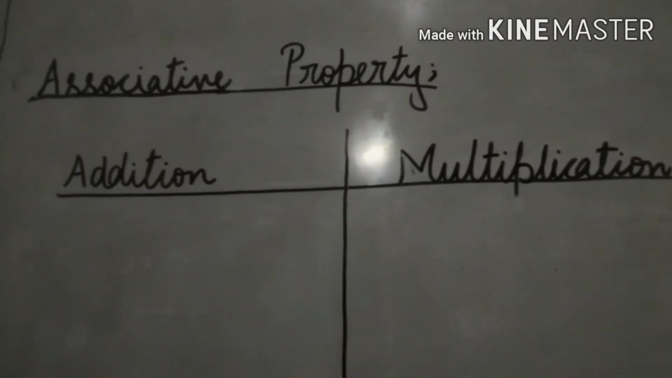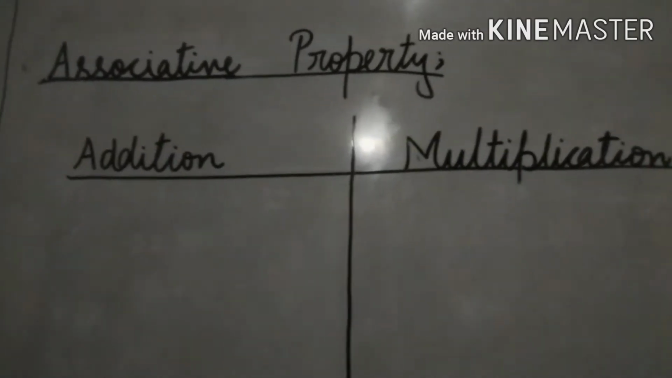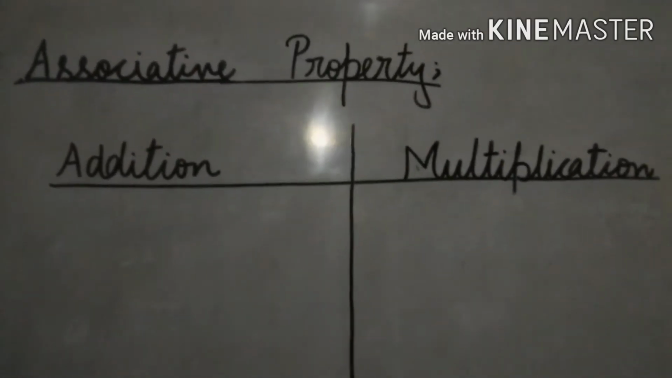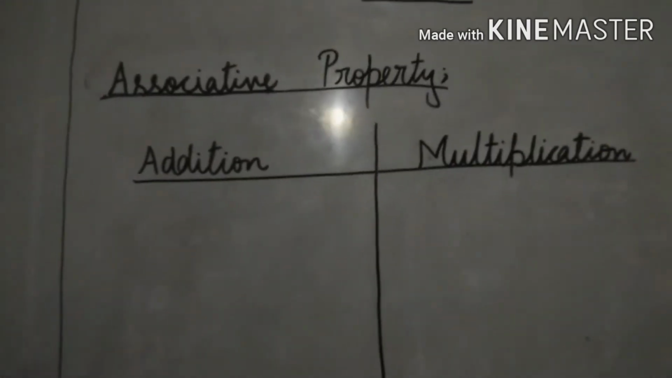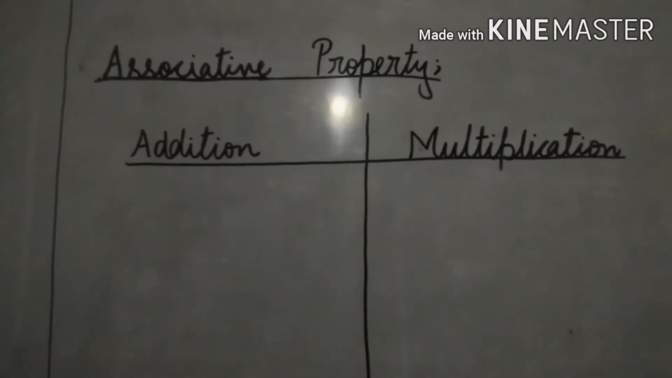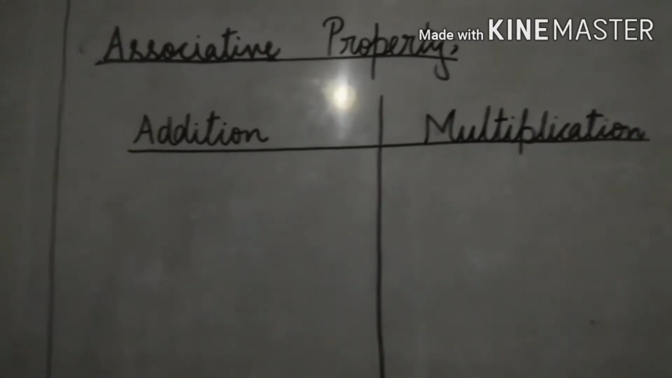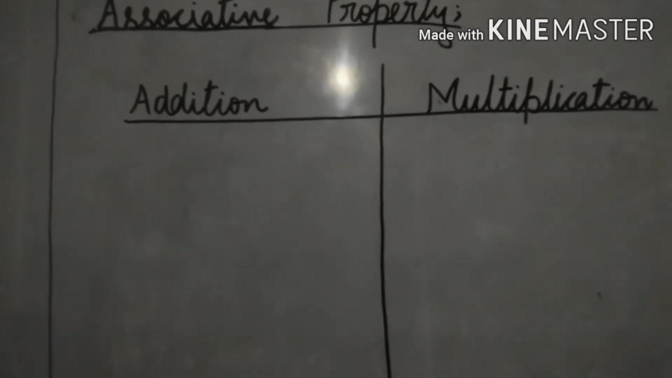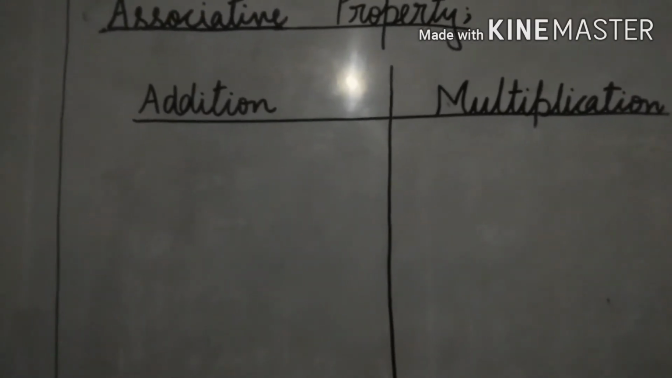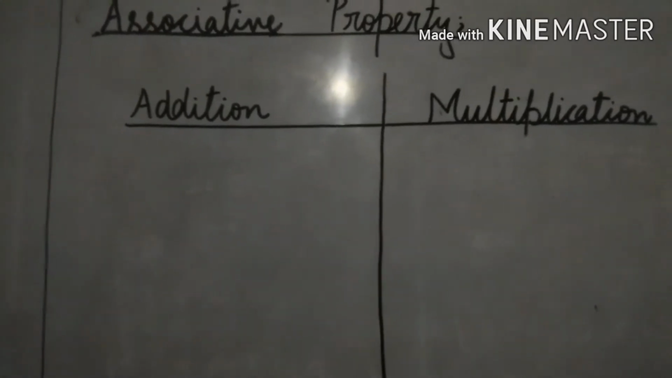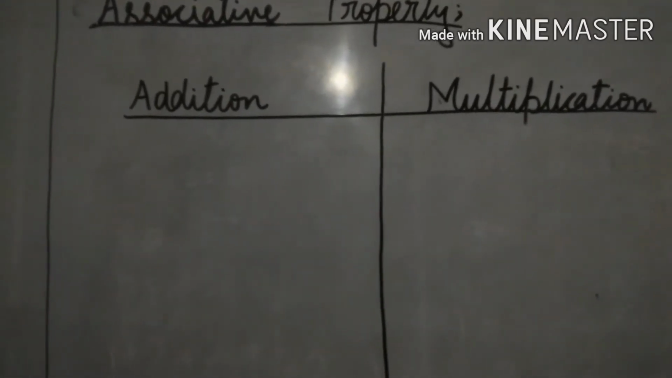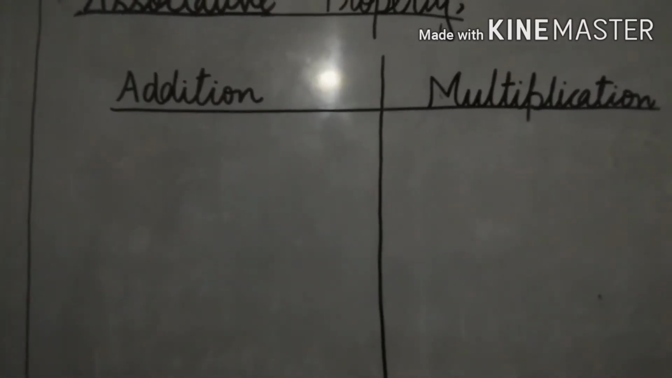Next topic we have is associative property. Now we will study the associative property of addition and multiplication. In associative property, we add more than two numbers, but we separate them with a parenthesis, a small bracket.